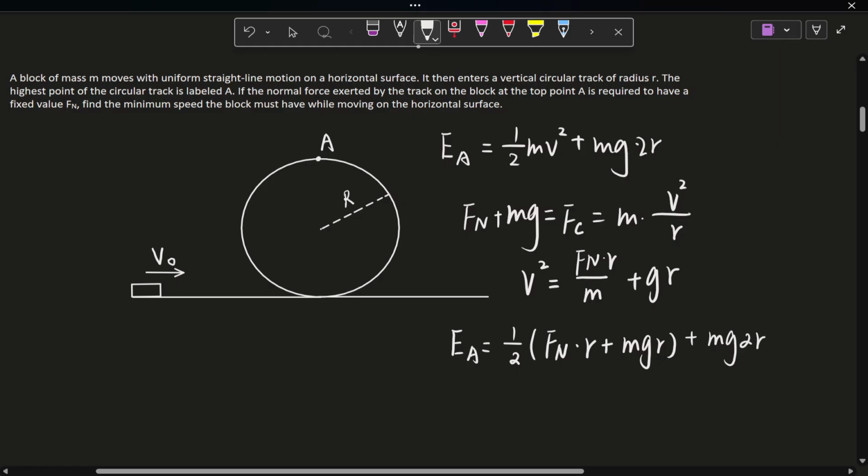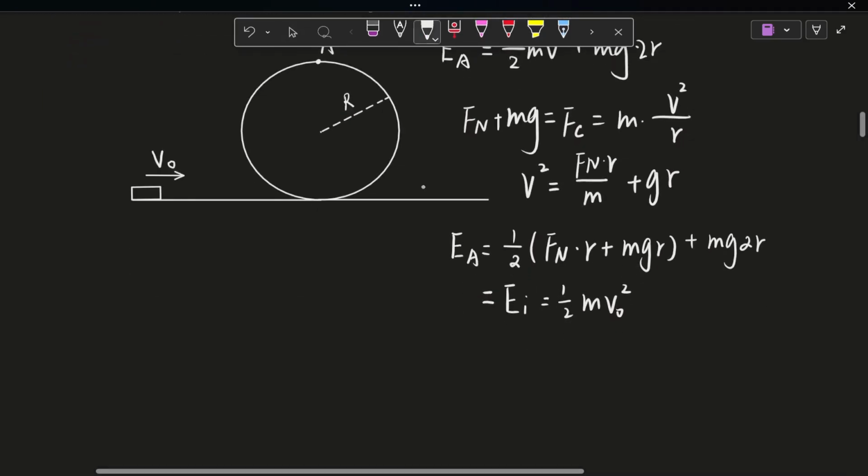And this amount of energy is equal to the amount of energy the object has when it's at the bottom of the circle, which is equal to the initial energy, which is equal to 1/2 m v naught squared. So now you can solve for v naught.